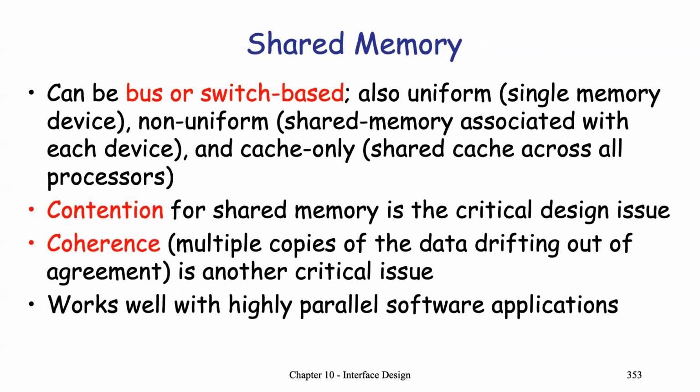For shared memory, it can be bus or switch based. So there are various architectures that can be used. There can be contention for shared memory, so this is going to be a critical design issue. And for coherence, there could be multiple copies of the data drifting out of agreement. So that's another thing, that you have multiple copies. You want to make sure it gets to the end user, but you don't want it to be confused by having multiple copies getting through. So this type of shared memory approach works well for highly parallel software applications.